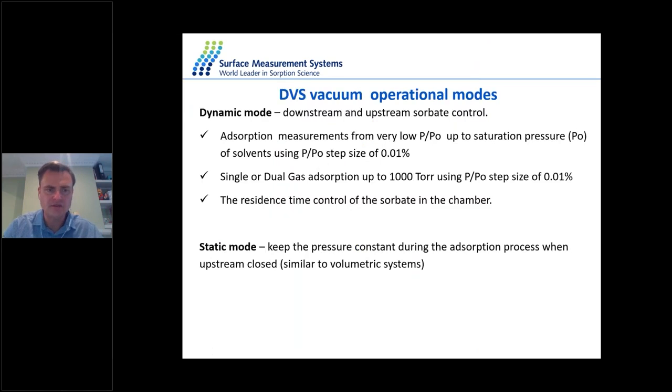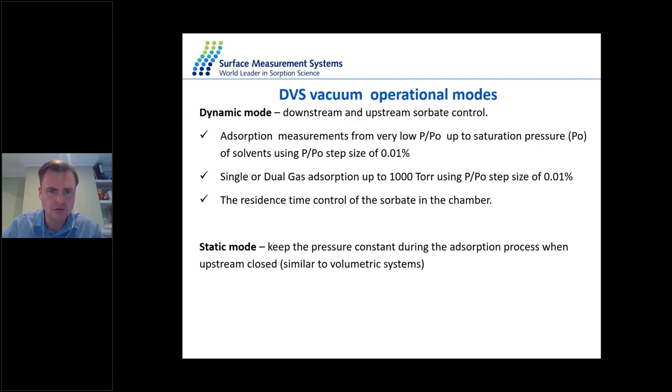Now, as I mentioned, there are 2 operation modes. One is dynamic mode. And the benefit is that we can go to very low absolute pressure, down to 5 millitorr. So this allows you to do, let's say, water adsorption at 60 degrees at 0.02% RH. We can do single and dual component adsorption and also residence time control. The static mode is a powerful mode, if you have the right type of MOFs, to study the co-adsorption processes at constant loading of, let's say, the water vapor.